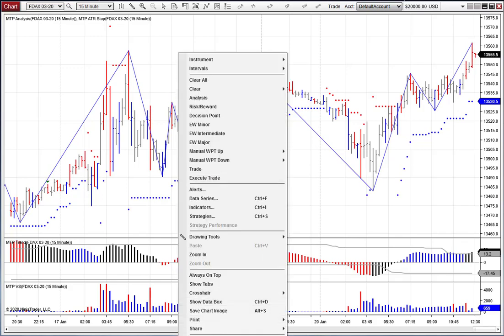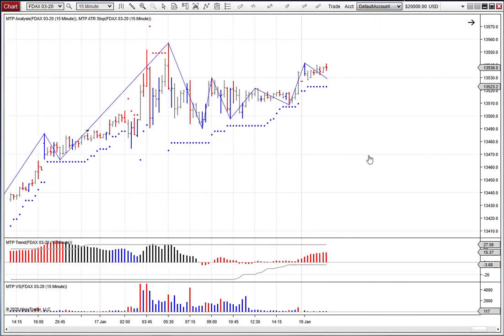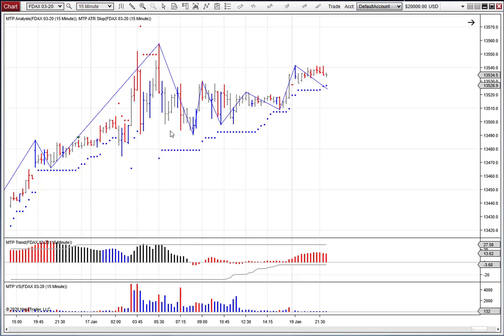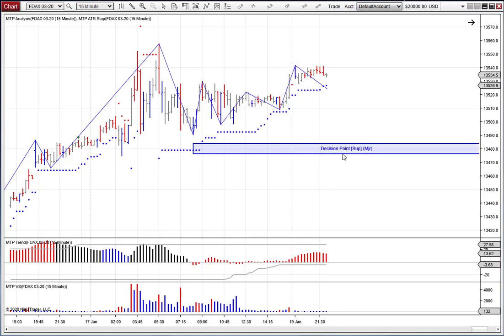So if I put a bit of white space on the right hand side here and go back to earlier in the day, you can see we had a previous pivot here. So we right mouse click, we do decision point. Can you see that gave you an area of support? But more importantly, that area of support on the chart in advance.